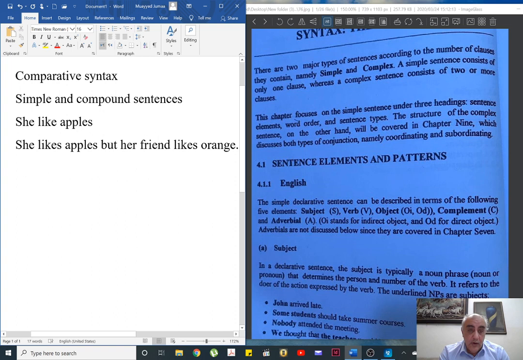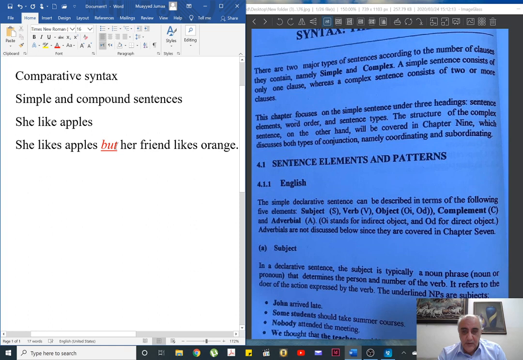Now, in sentence two, we have this, the conjunction, and since we have a conjunction, this is called the compound sentence. Now, why do we call this compound sentence? Because here we have two sentences. She likes apple. Her friend likes orange. And now these two simple sentences are connected by a conjunction, which is but.